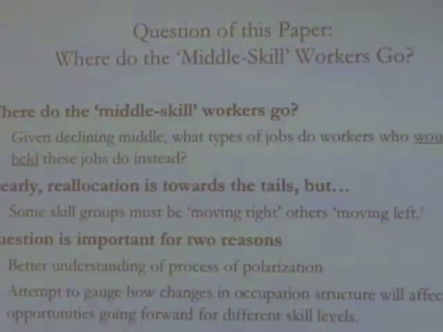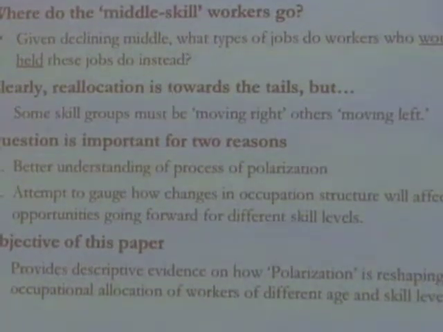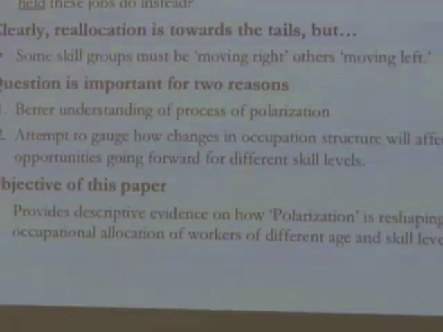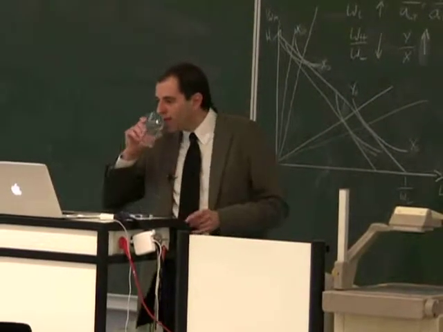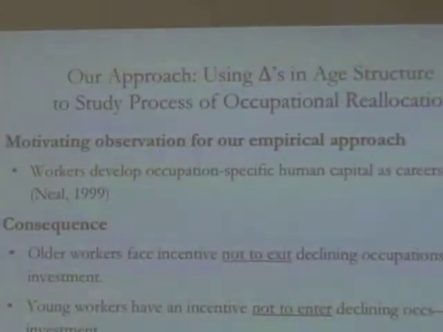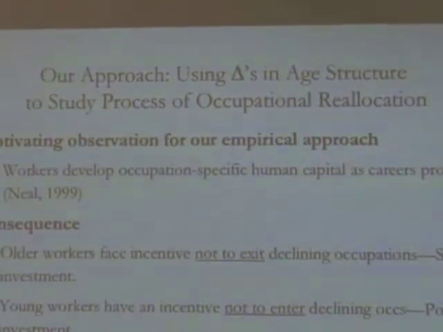And how is that accommodated? As I said, initially we wanted to do that using panel data, but we concluded we didn't have anything suitable. So we decided to attack it using cross-sections. And we started with a very simple idea, which is that workers are going to develop some type of occupation-specific human capital as they age. So the more time you're in an occupation, the better you become at it, hopefully.